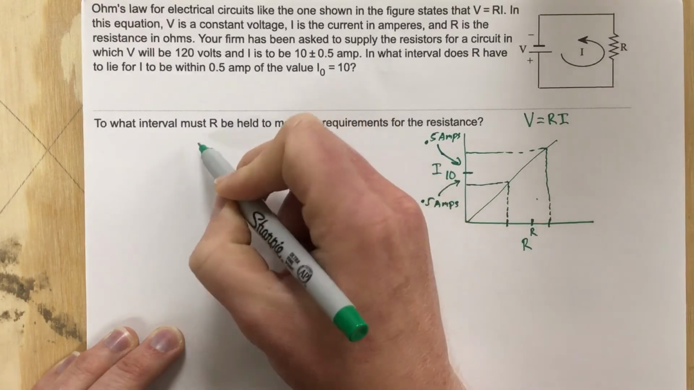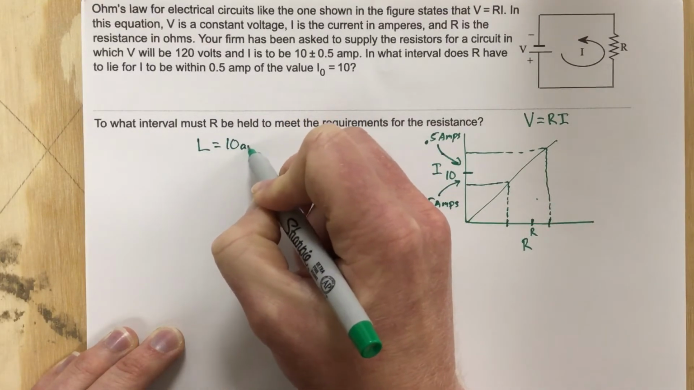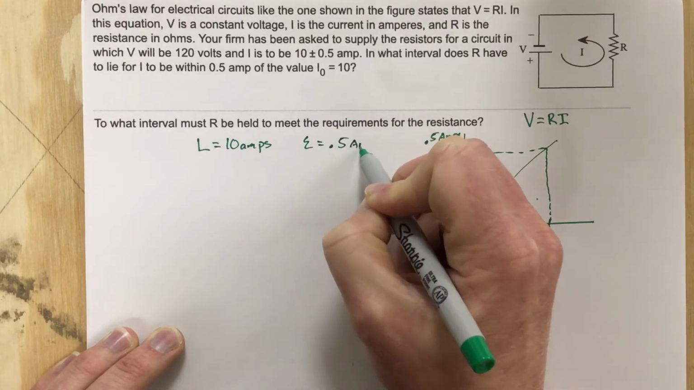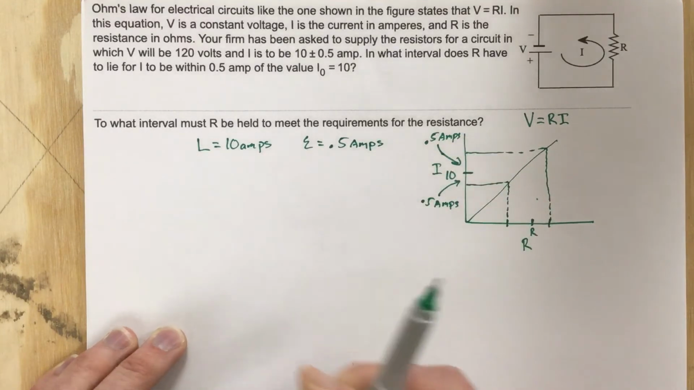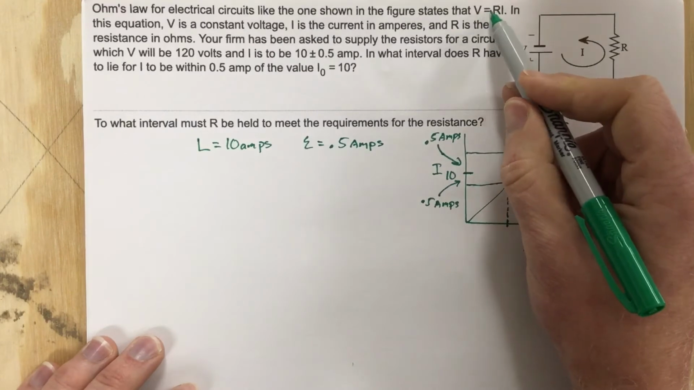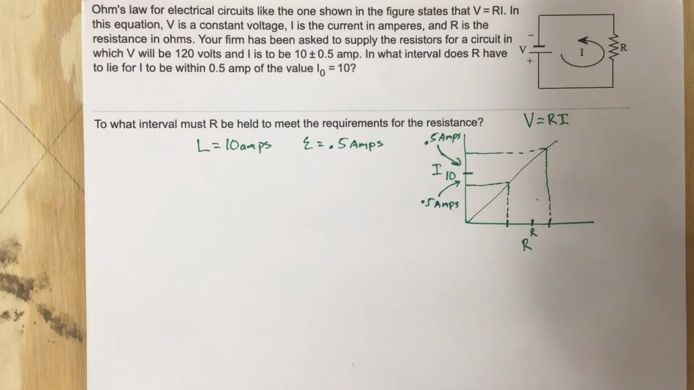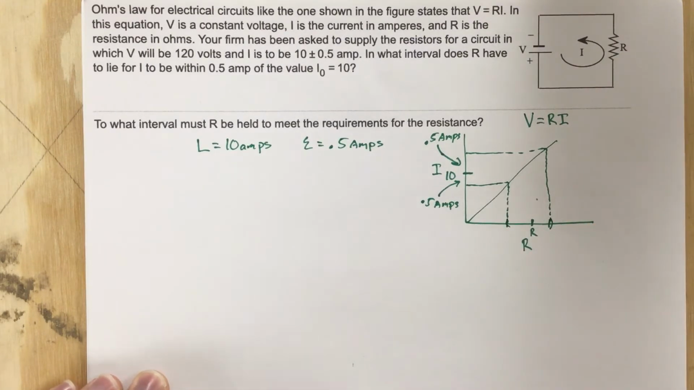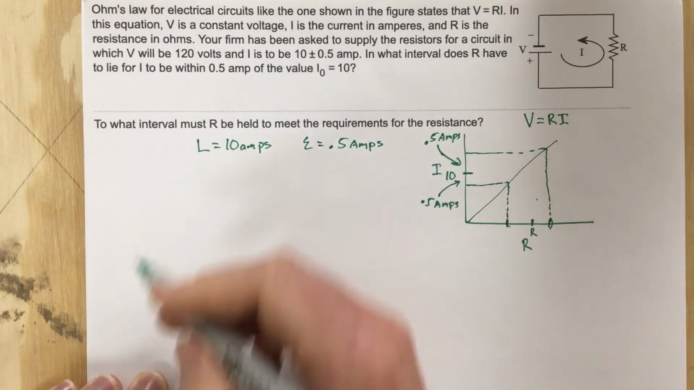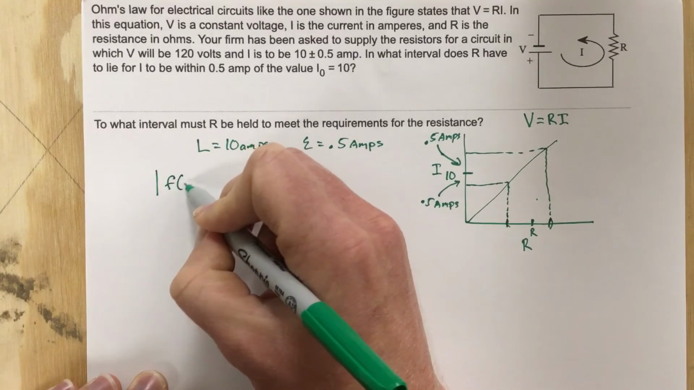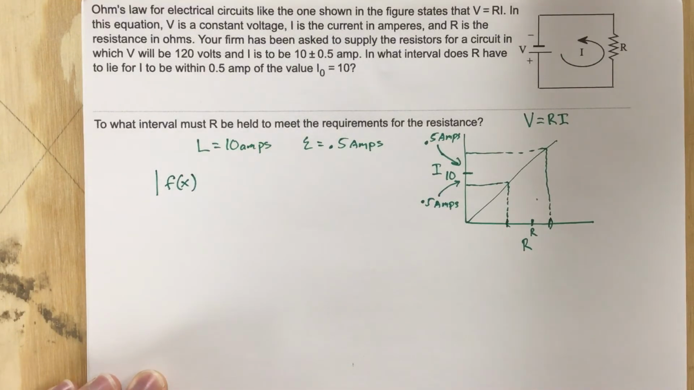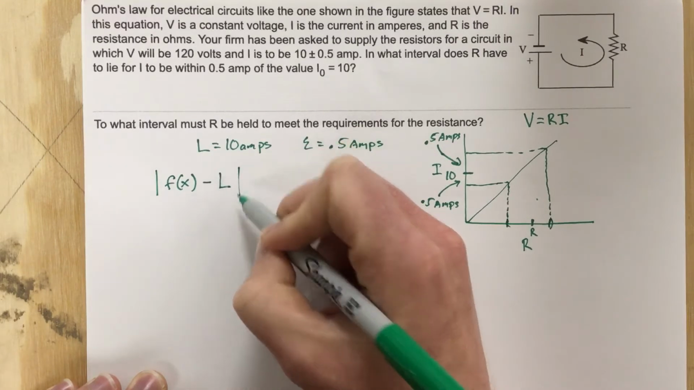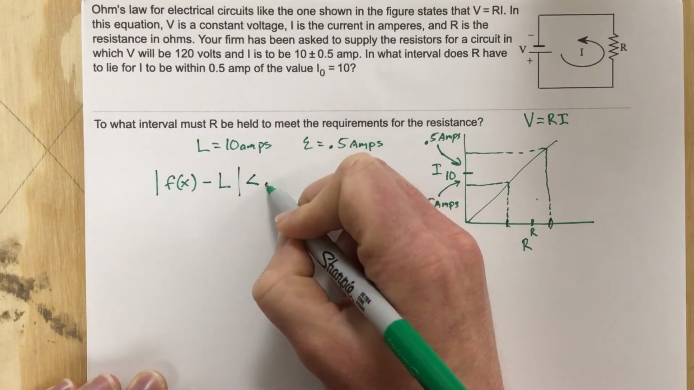So here's what we've got. We've got L equaling 10 amps. We've got epsilon being 0.5 amps. We've got a function which is V equals Ri, right? So we need to find out what values here will keep us within this range. We're going to start with the absolute value of f of x minus L, and it has to be within 0.5.